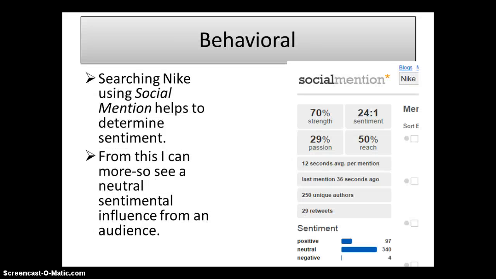Looking at Social Mention, I used it to help determine sentiment on more of a behavioral aspect. From this, I can more so see a neutral sentimental influence from an audience, as you see down here, between the positive, the neutral, and the negative. Over here, it pretty much just tells you it's a 24-to-1 ratio of sentiment, and it's reaching 50% of people.